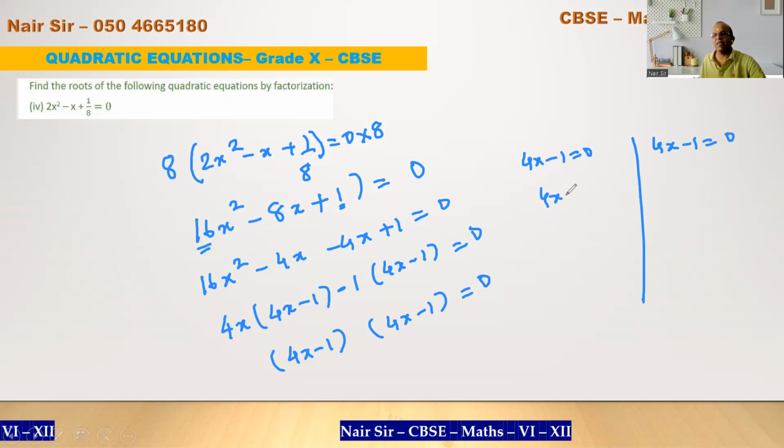So 4x is equal to 1, therefore x is equal to 1 upon 4. The same thing again: x is equal to 1 upon 4. My answer, the root of this equation, is 1 upon 4.